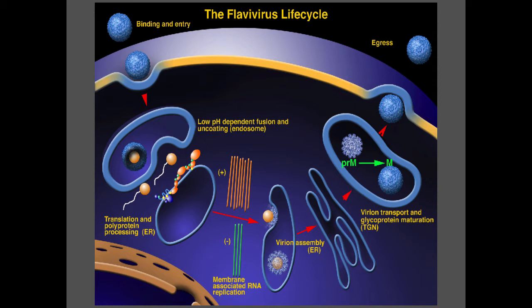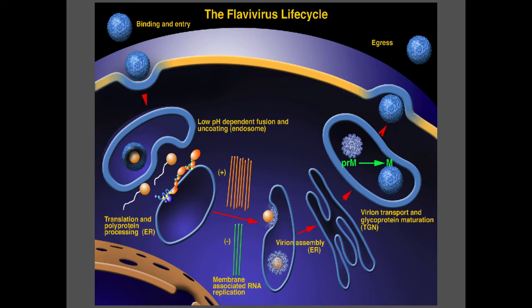The virus actually is taken in whole by receptor-mediated endocytosis here, where it winds up in a low pH endosome, and the pH triggers a conformational change in the envelope protein, which I'll go into in just a little bit, releasing the nucleic acid into the cytoplasm.